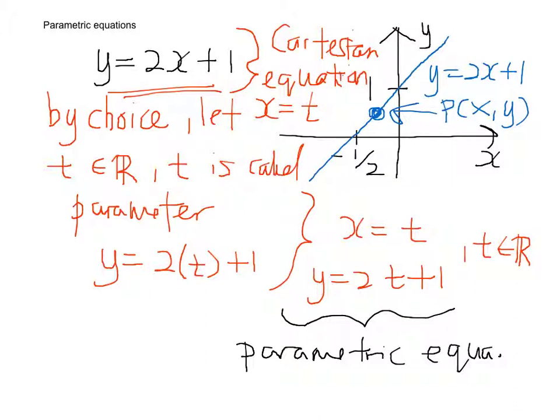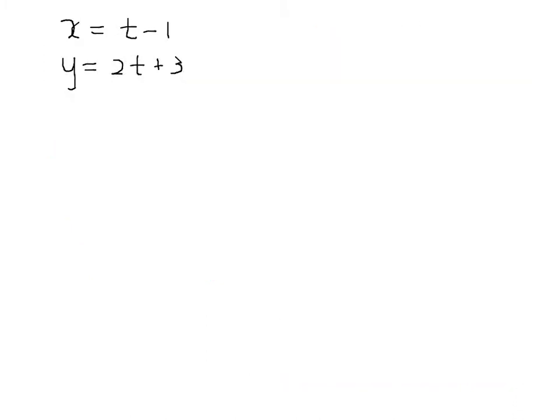Okay. Now, suppose that the parametric equations of some certain straight line look like this. And so okay, this is the parametric equations. Let me label this parametric equations. And we want to rewrite this in the Cartesian form.